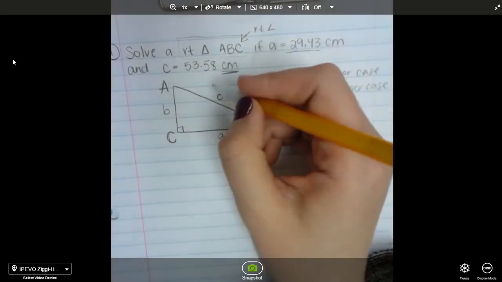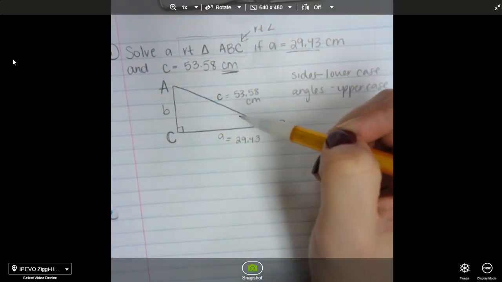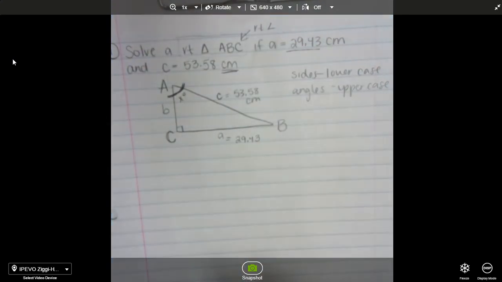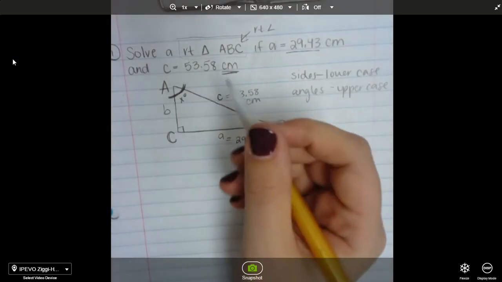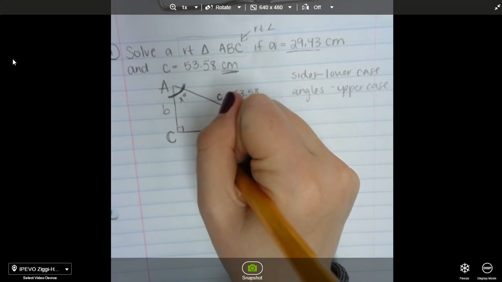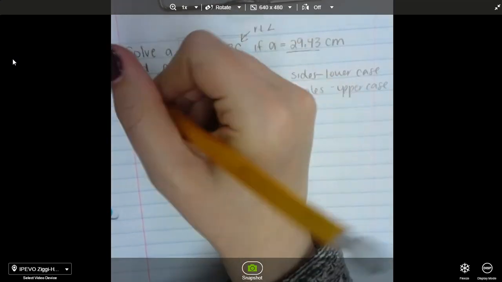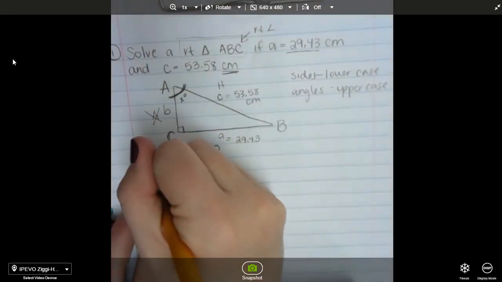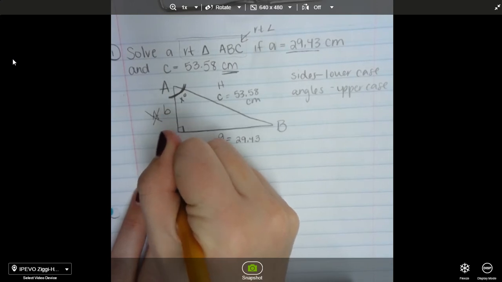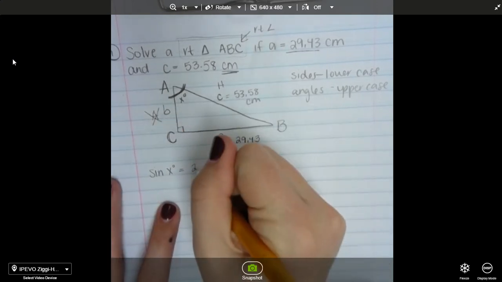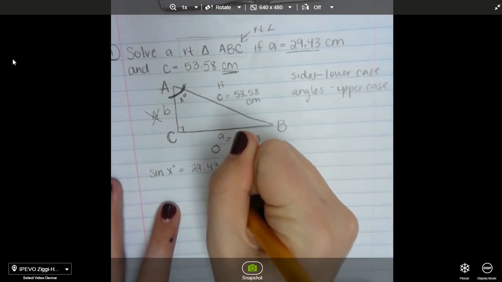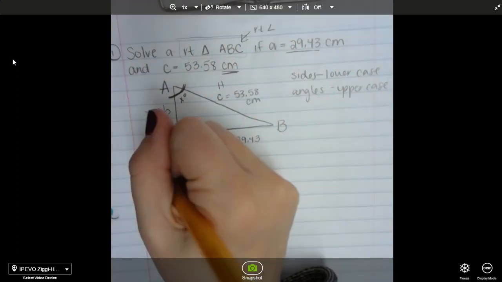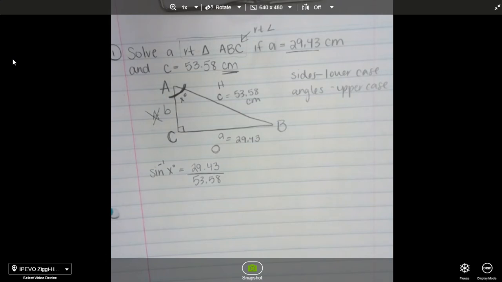So here we can find any angle that we want. It doesn't really matter which one, but we do need to find an angle at one point. So you can pick whatever you want. I'm going to start with angle X. From X's point of view, this is the opposite, and this is the hypotenuse. B is the adjacent, which we do not have. So I'm going to pick sine. So my sine of X is opposite over hypotenuse. And I'm trying to find my angle, so this is actually going to be inverse sine.